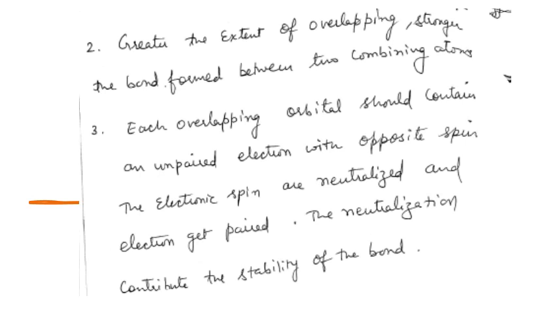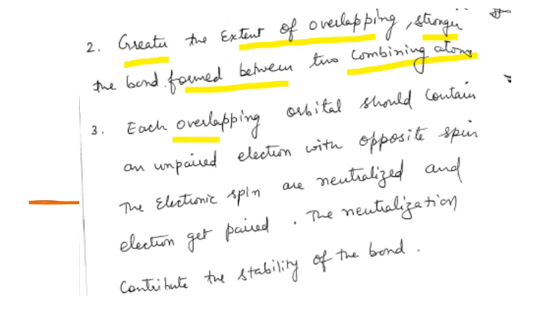And the strength of the covalent bond depends on the extent of the overlapping. How much the orbitals overlap determines the strength. If it is greater, it means a stronger bond is formed between the two combining atoms. This is the important thing, how it explains the strength of the covalent bond. It depends on the extent of overlapping. The greater the extent of overlapping, the stronger the bond between the two combining atoms.